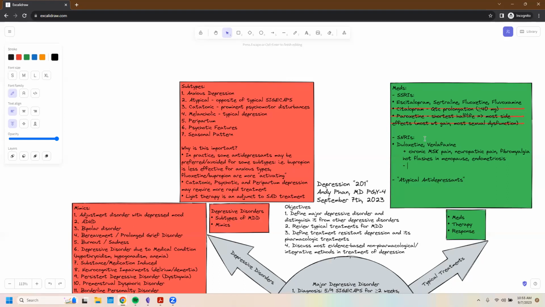You're like, oh, this patient has this very common chronic comorbid condition, so we should probably not start with an SRI.